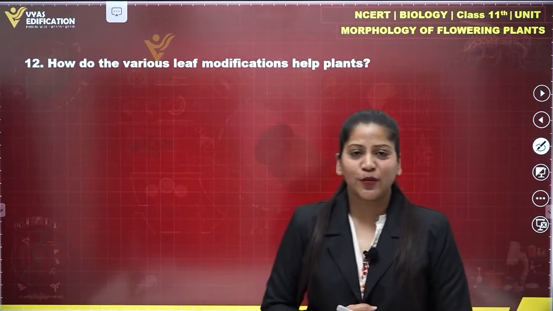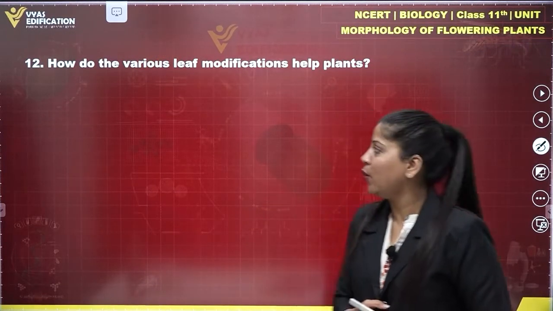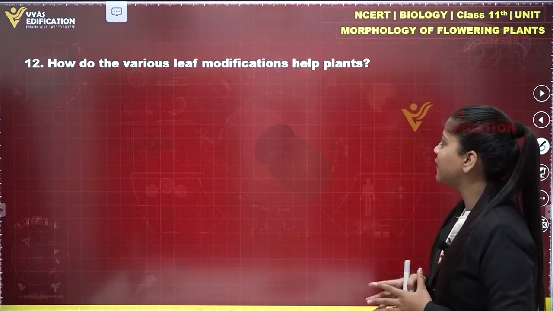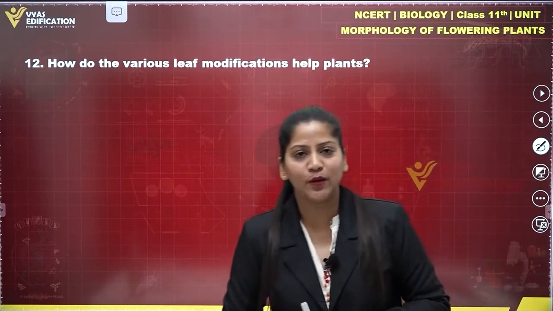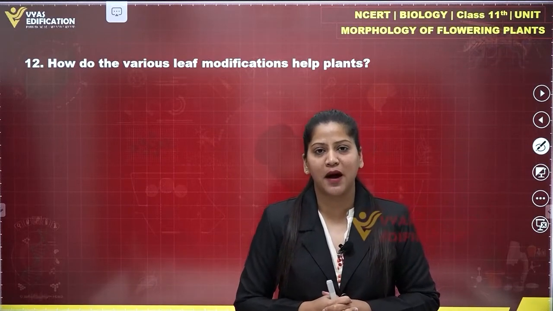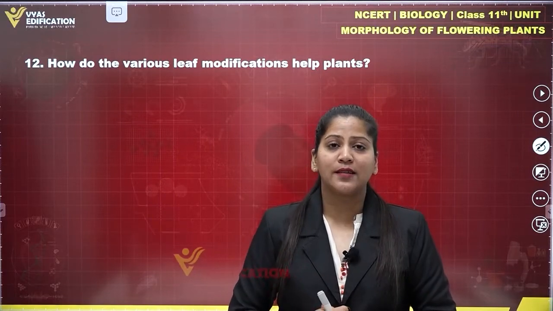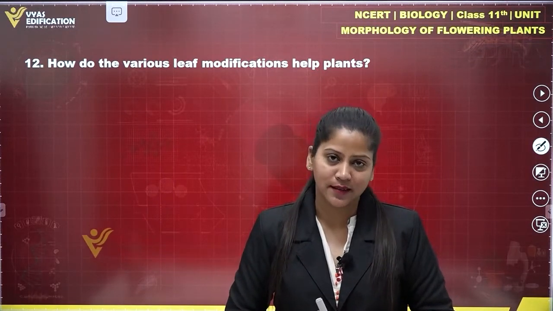Now let's talk about the next question, that is question number 12. So this question is asking how the various leaf modifications help in plant. First of all, we know that leaves are the vegetative structures of a plant which is concerned with the process of photosynthesis in them.